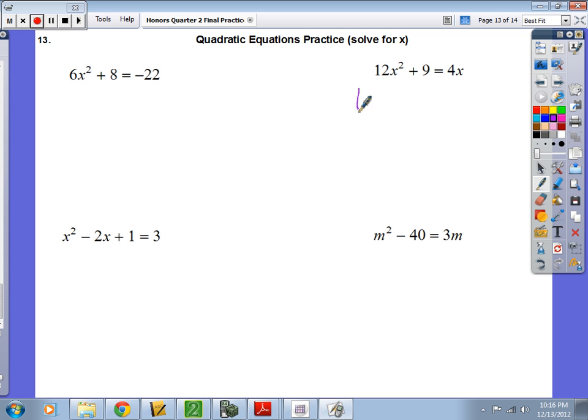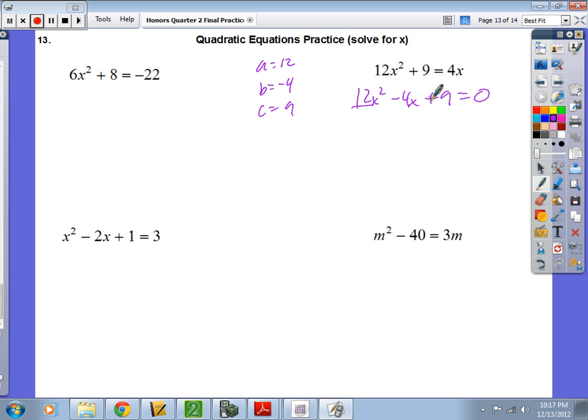So I'm going to go 12x squared minus 4x plus 9 equals 0. This one, definitely the quadratic formula. So a is 12, b is -4, c is 9. Quadratic formula, because they got nothing in common. 12, 4, and 9, I can't divide them by anything. And 12 is what intimidates me. That's kind of an ugly number to start with.